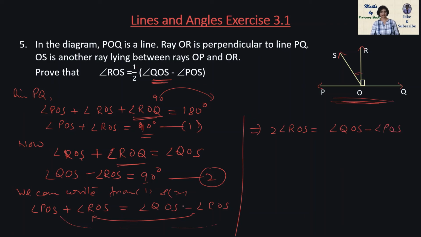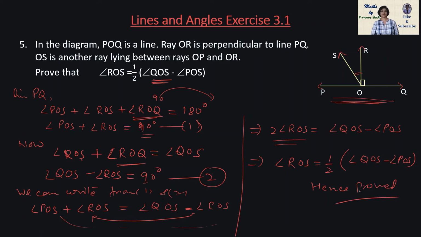Is it clear what I did here? This was in a minus sign, so when I take it to the other side, it becomes plus. So ROS plus ROS becomes 2 ROS, right? And angle POS I have taken to the other side because it was with a plus sign, so it becomes minus. So this implies angle ROS equals 1 by 2 of angle QOS minus angle POS. Now you can see what we had to prove. It is the same, so we have already proved it.